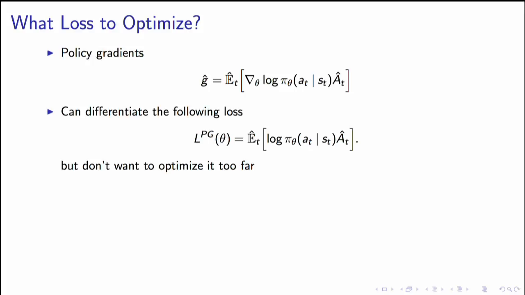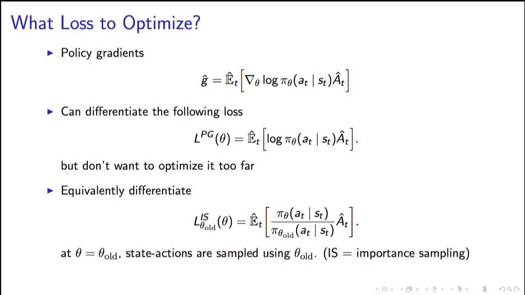But the problem is, you don't want to optimize that objective too far, or you're going to do too big of an update. And this has the same gradient as this objective that has a probability ratio. So when pi theta equals pi old, these two things have the same gradient, and that's easy to check. So that's another potential objective you can use.